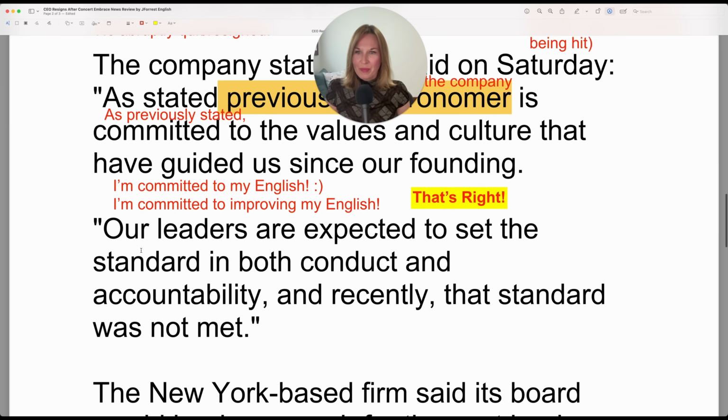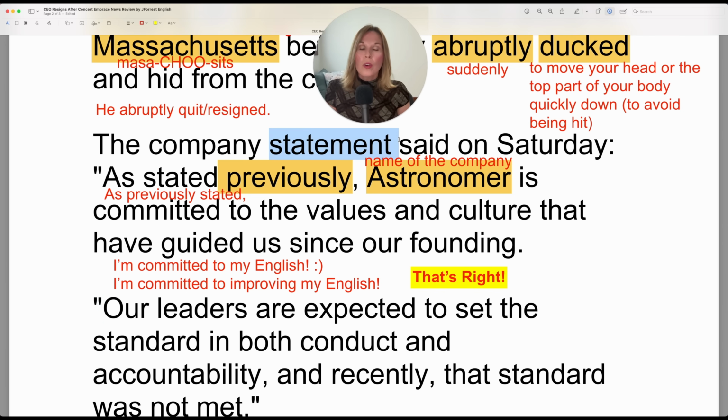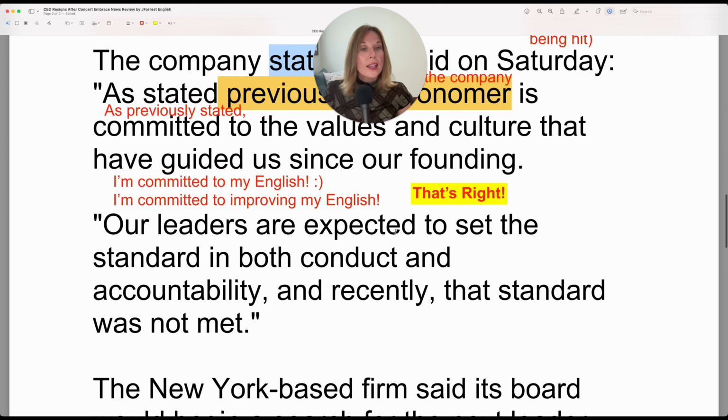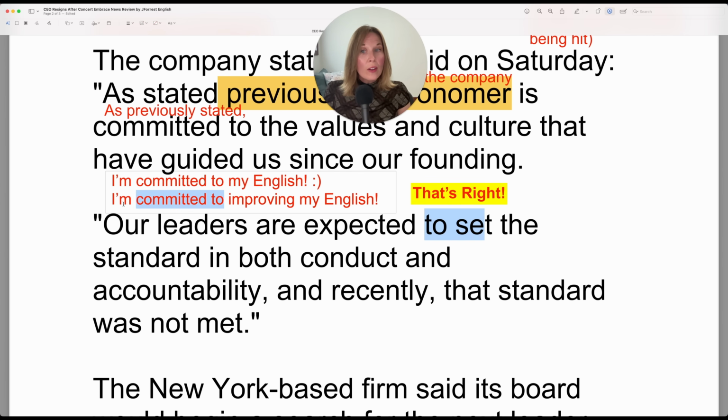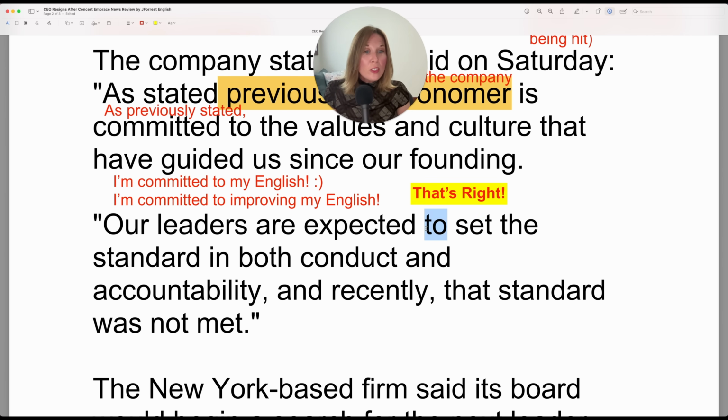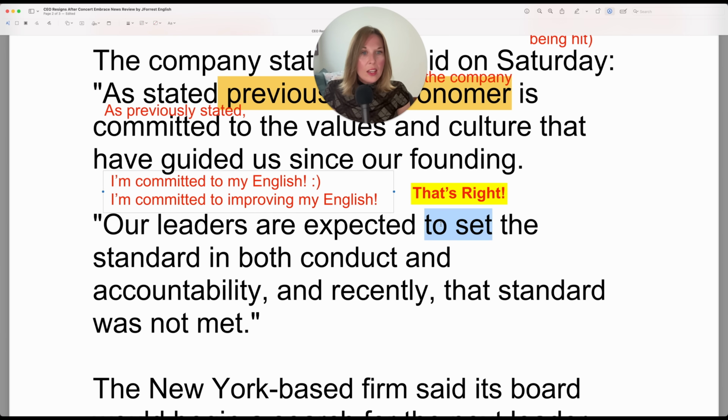Let's keep going. Our leaders, so here we're still in quotation marks, which means this is the statement from the company. Our leaders are expected to set the standard in both conduct and accountability. So here we have the expression to be expected. Now, this is your normal expected sentence structure in English, because we have our verb and then we have the infinitive. But just know that this to is part of the expression and it's a preposition. This to is the infinitive, is part of the infinitive. Okay, so grammatically, this is different from this.